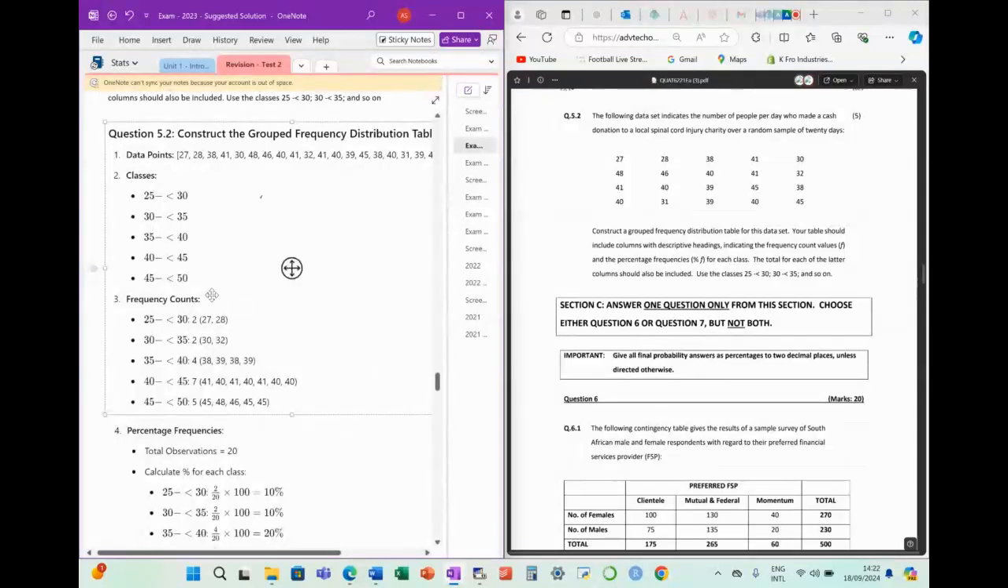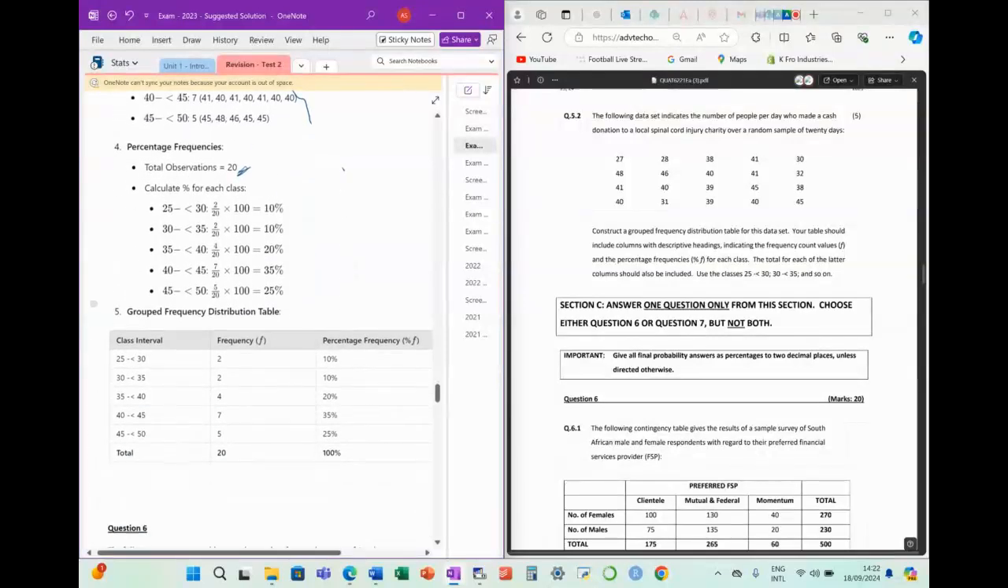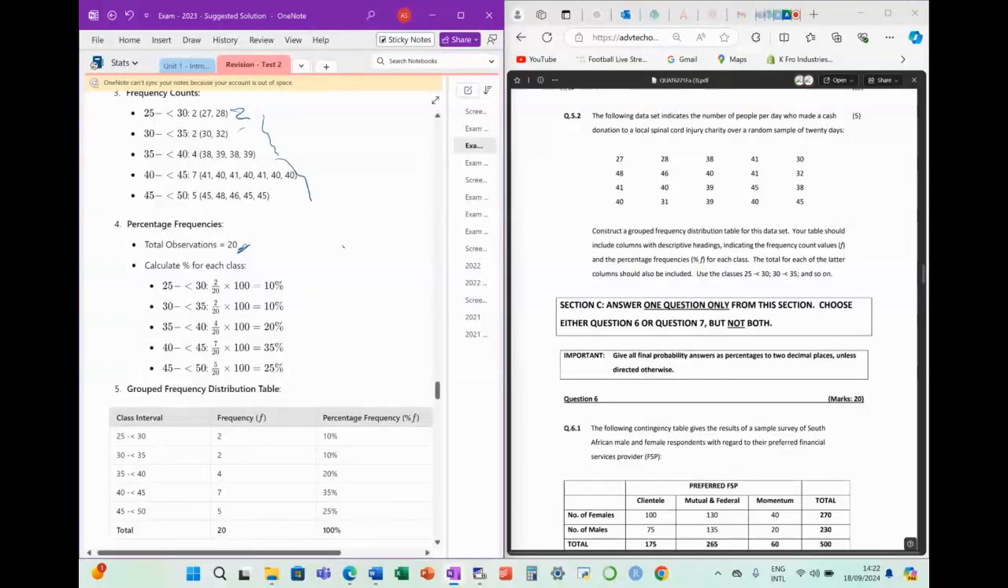Here are your classes. There are your classes, and then we go on to say which data points are in which class. There you can see. And from that, we can conclude we have 20 data points. And then we go on to calculate the midpoints of each. And there you've got your frequencies. Can you see we had 2 observations in the first class, 2 observations in the next, and then 5. Is that 5? Yes, that's 5.